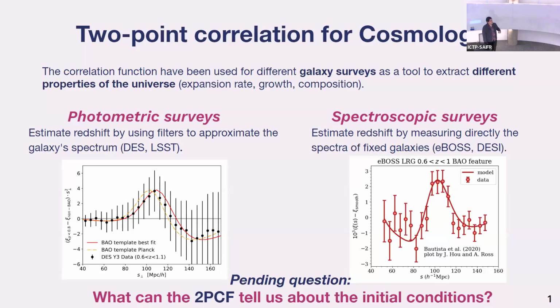The two-point correlation function has been used in the past for different galaxy surveys to extract different properties of the universe, such as the expansion rate, or the growth of structure, or the matter content of the universe, by fitting this two-point correlation function measured from the data and comparing it against the theoretical model of this two-point correlation function. In the particular case of galaxy surveys, you have essentially two kinds of galaxy surveys. One of them are known as photometric surveys, which are popular because they estimate the redshift of galaxies by using filters to approximate the spectrum of a galaxy. So, for example, they take pictures of the sky under certain filters, and then by knowing the amplitude of a galaxy under each of these filters, they can estimate the redshift. On the other side, we have spectroscopic surveys that estimate the redshift by measuring directly the spectra of the galaxy. So they run a spectrograph on a point in the sky, and then they measure the spectra, and from the spectra they estimate the redshift with high precision.